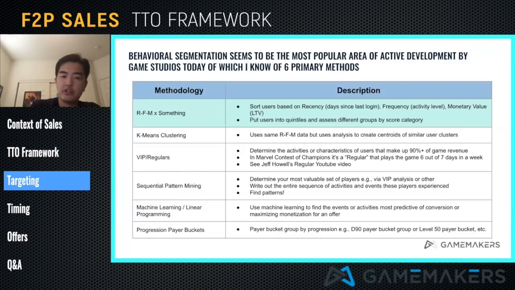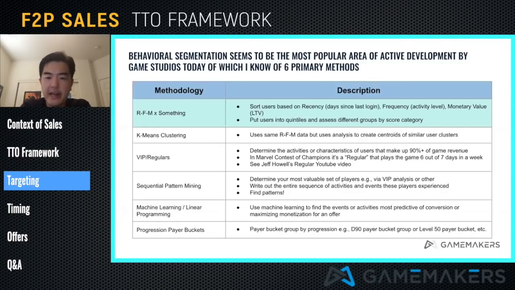There's also K-means clustering. There's also VIP regulars, which is kind of a methodology that was popularized by this guy by the name of Jeff Howe, who was the former CTO of Kabam, when he talked about what they did on Contest of Champions. There is also sequential pattern mining, which is basically trying to determine who your best customers or your best players in the game are. And then you write out the sequence, or you kind of track the sequence of events for those types of players, and you try to find patterns. And my guess is we'll find out when Andre talks about user journeys, but he might talk about sequential pattern mining.